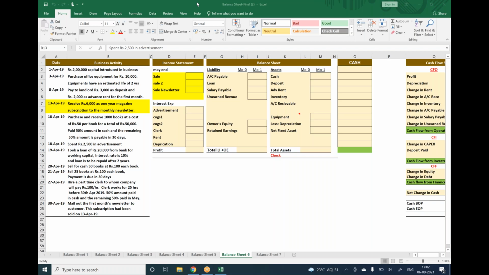Oh no, I've not saved it. Can anyone share the sixth one in the WhatsApp? I have not saved it. Anybody want me to solve the sixth one from the beginning? Otherwise I'll just start with the cash flow.